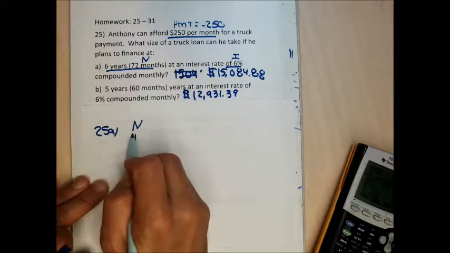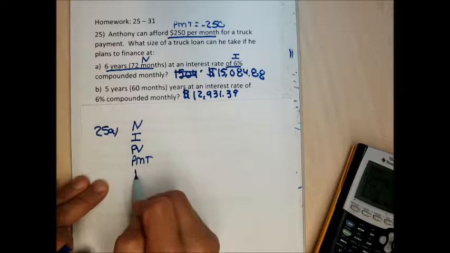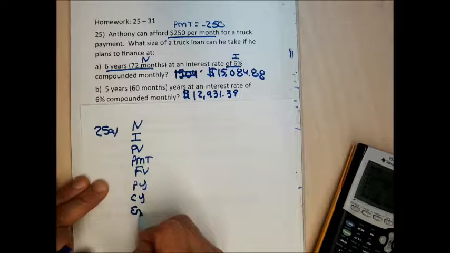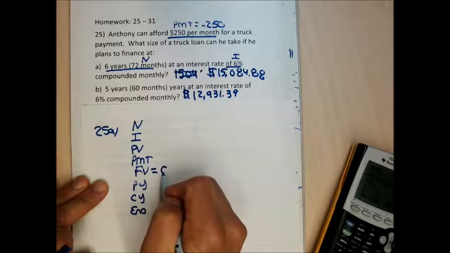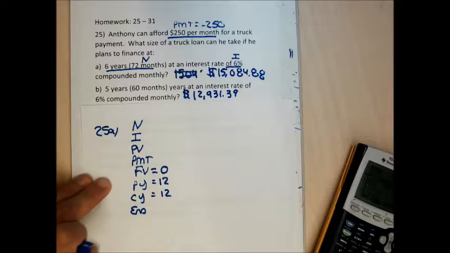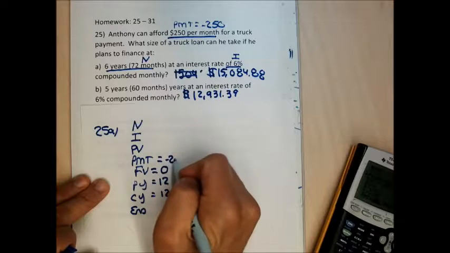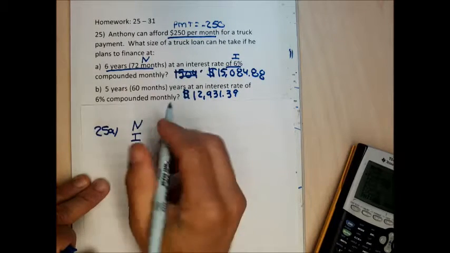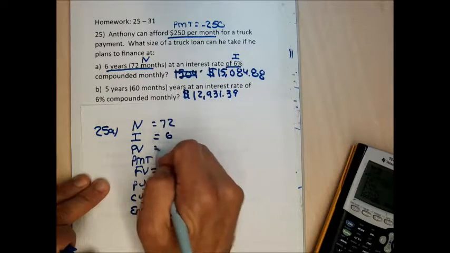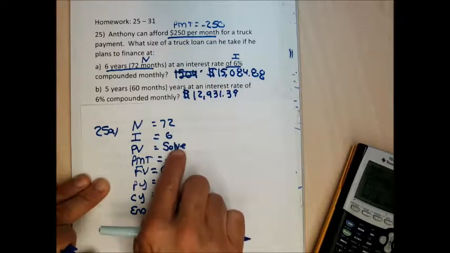I need an N, an I, a PV, a PMT, an FV, a PY, a CY, and an END. Again, for all my car loans, FV 0, PY 12, CY 12. And as I go to do this problem here, the PMT is going to be negative 250. The N is going to be 72. The I is going to be 6%. And I'm going to solve for the amount of loan that he can take, which should be that $15,000, by alpha solving on the PV.